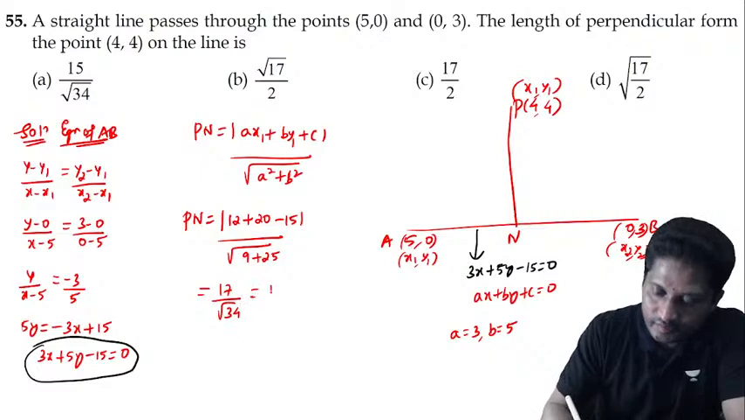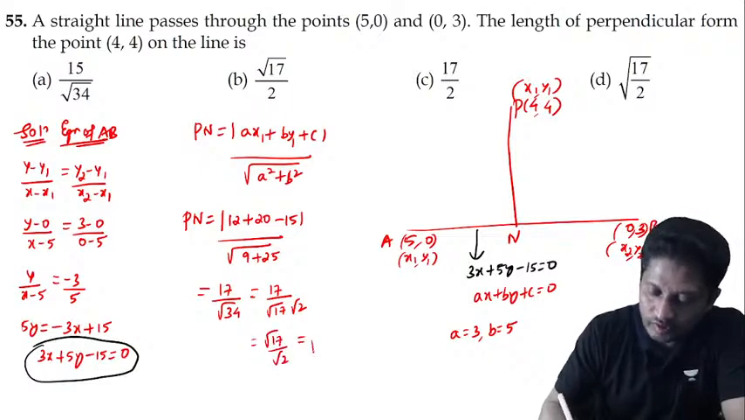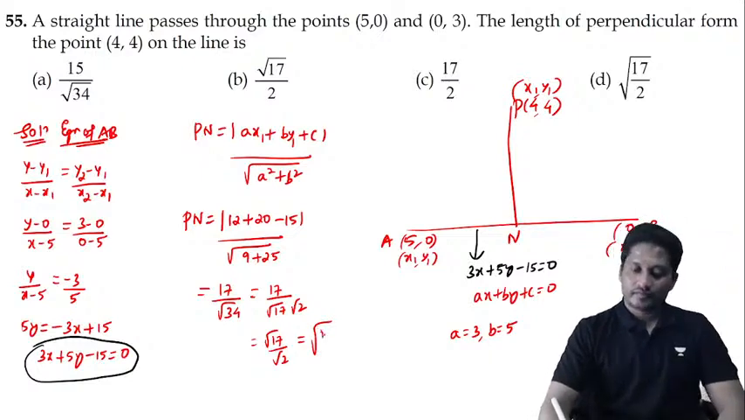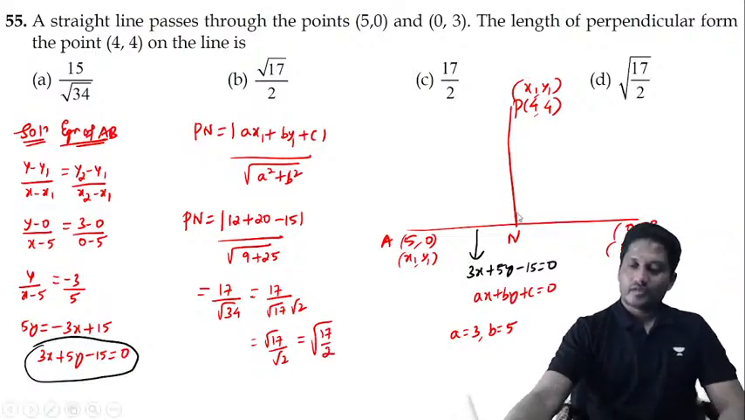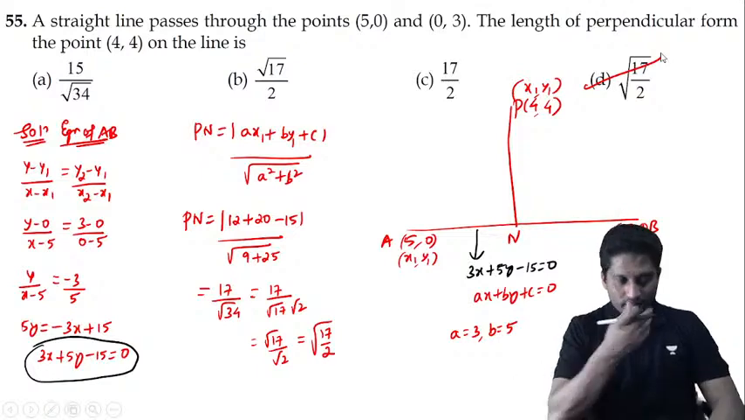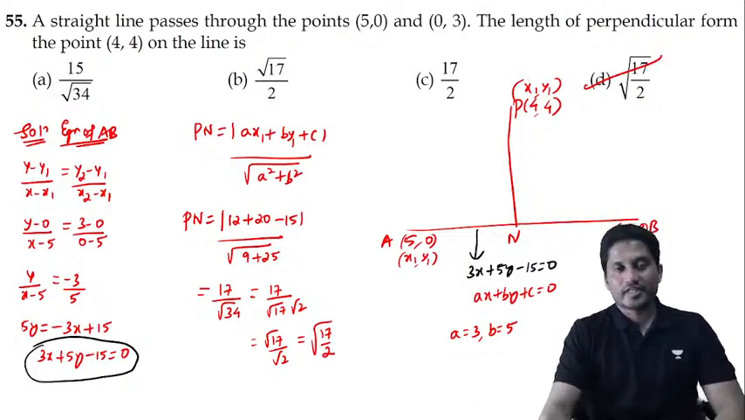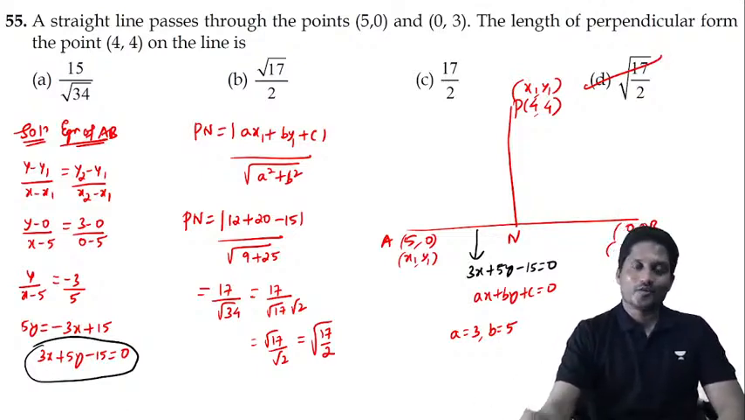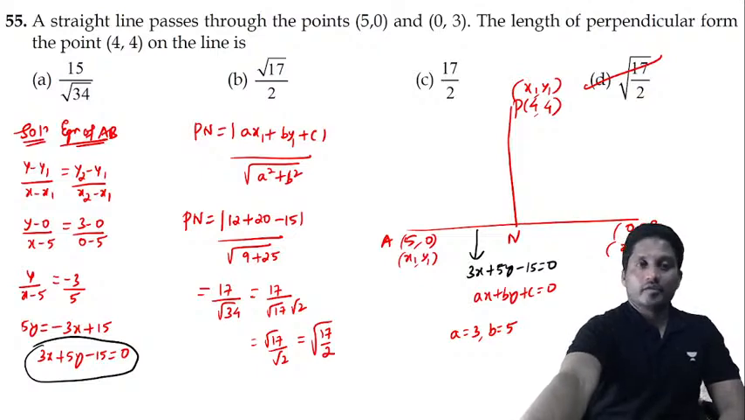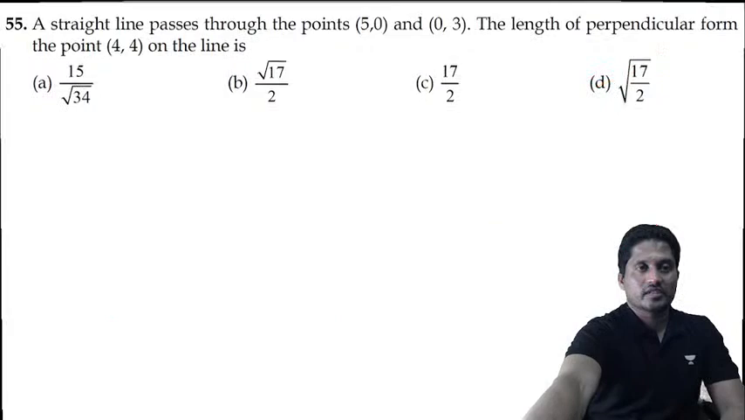Okay, so 17 upon, this is root 17 into root 2. 17 by root 17 is root 17 by root 2, which is whole root of 17 by 2. Right? Answer is option D. So again, guys, you can't apply any shortcut. You have to do the problem. You find the equation of AB, length of the perpendicular from the point on the line. Good question, lengthy one, conceptual question. You can't do any shortcut for this.